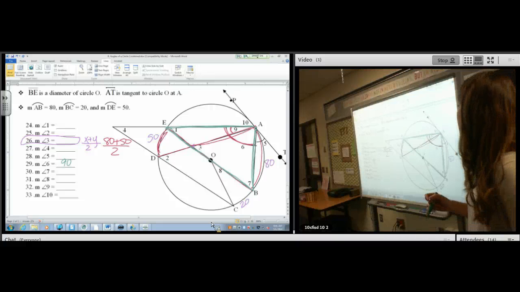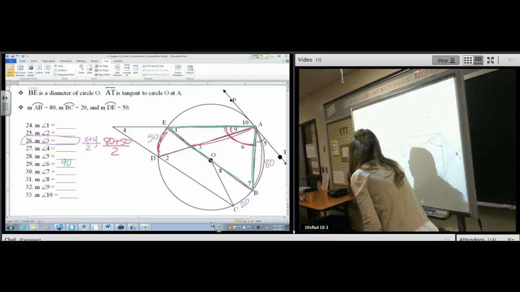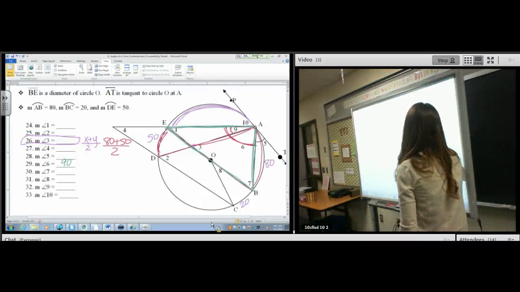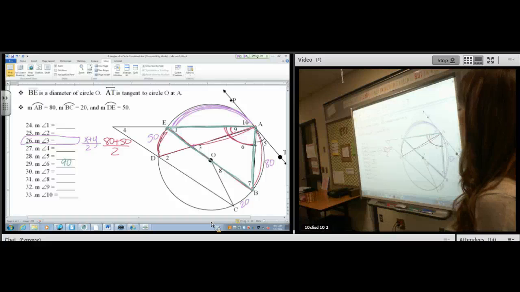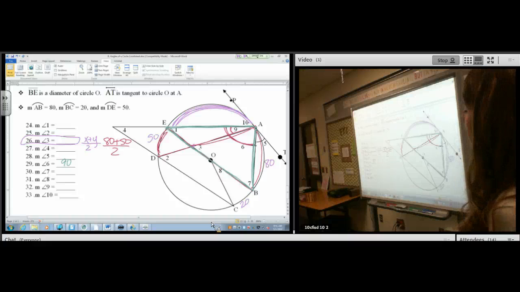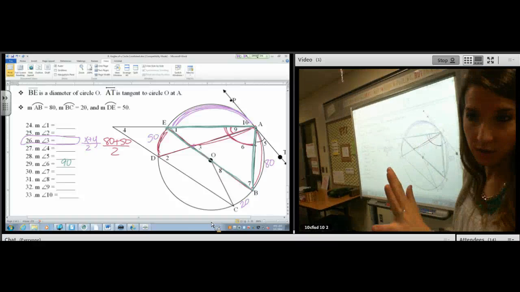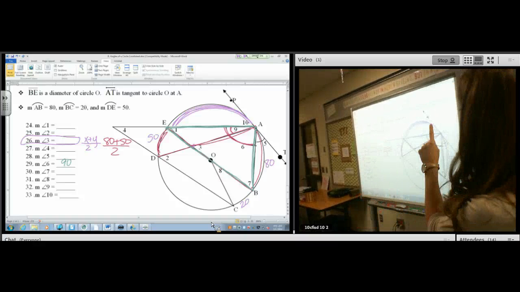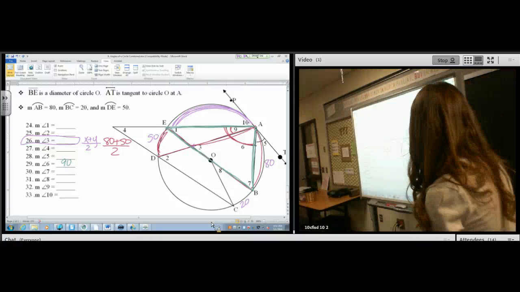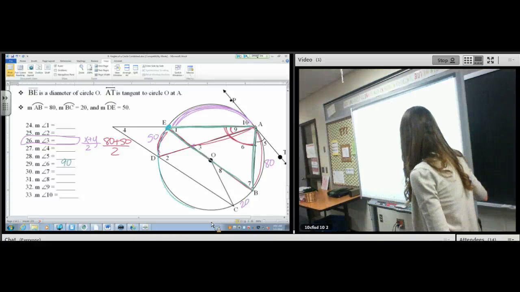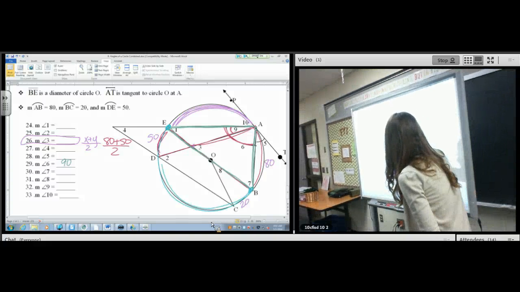Okay, so now if we're looking at angle 10, I know the way that I'm going to get it. I know that I'm going to find this arc, and I'm going to divide that arc by 2. But I don't know that arc yet. So I'm looking around to see what I can do. This might not be the only way to get it, but one thing I can do is I see a semicircle. Do you see that semicircle? EDB is a semicircle.